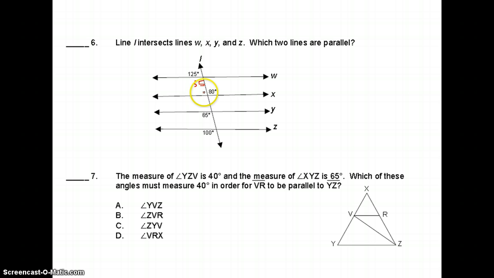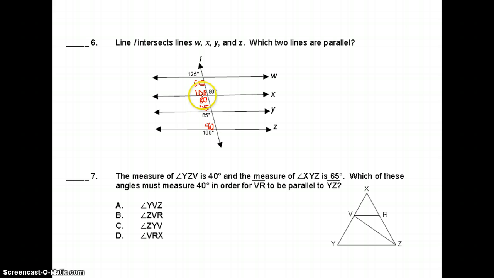Next to 80, linear pair, this is going to be 100 right here. This way, next to 65, subtract that from 180, and that gives me 115 right here. And then these two have to add up to 180, so 100 here gives me 80 right here. Which of those match up? I got 180 here, 180 here.